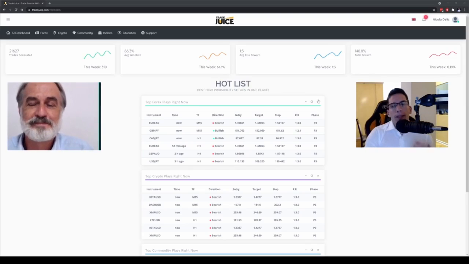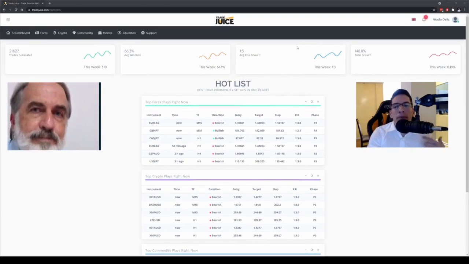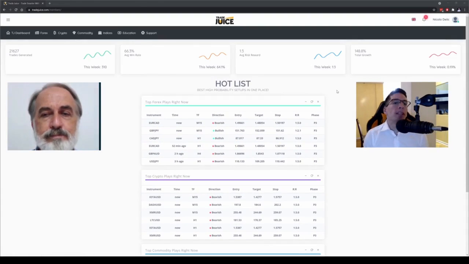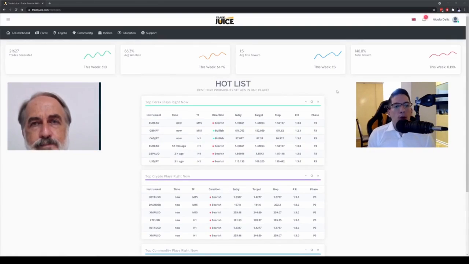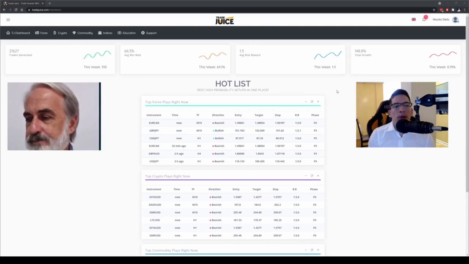Okay, so this is what Tradejuice really is. It's a simple, let's call it a page, but it's more than a page, where you can find everything that you actually need to become a successful trader. It's a dashboard designed to give you only the important information all day long.